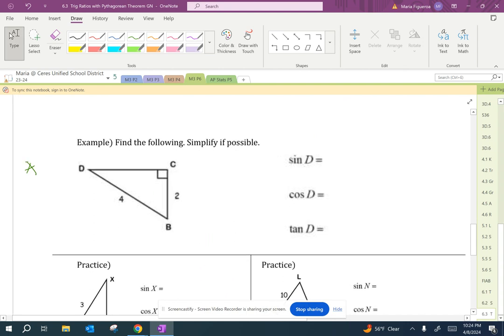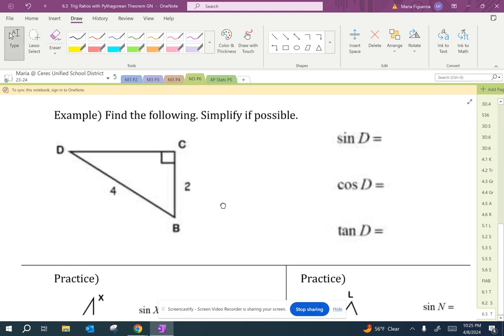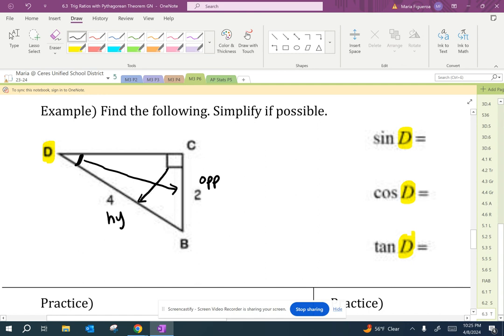Moving on to page 6, our next example here, we have the missing side up there, and I want to check the angle that we're focusing on. Our reference angle is D, so across the angle D is 2, so that would be my opposite side. Across the 90-degree angle is the hypotenuse, which means I am actually missing the adjacent side. And so again, I have to use the Pythagorean theorem.